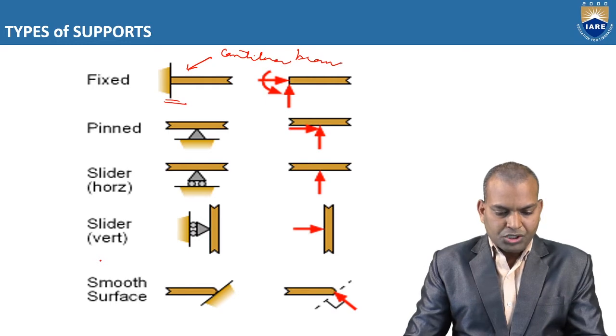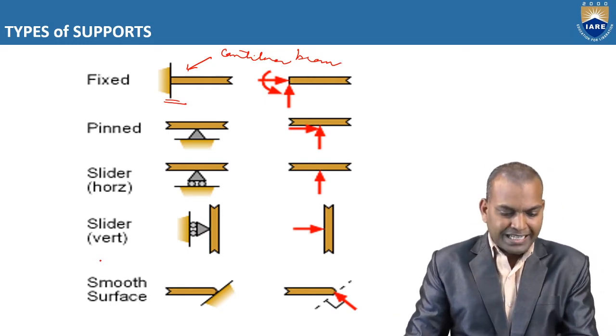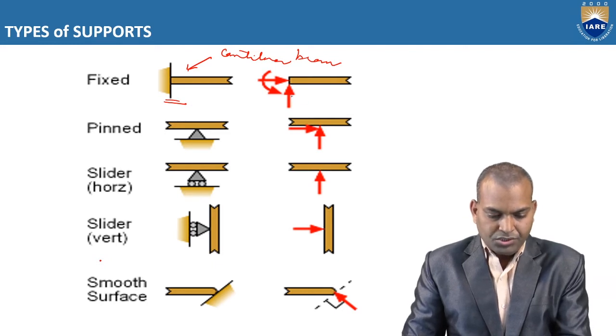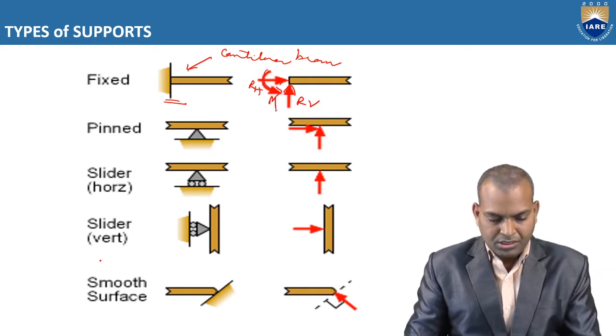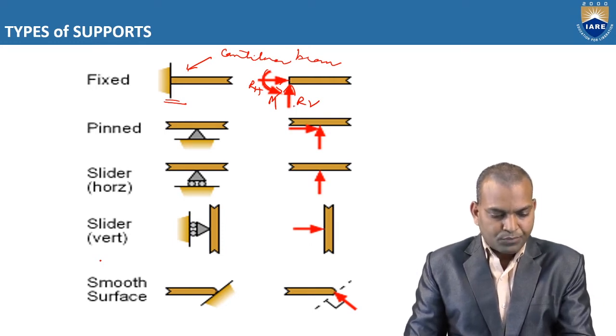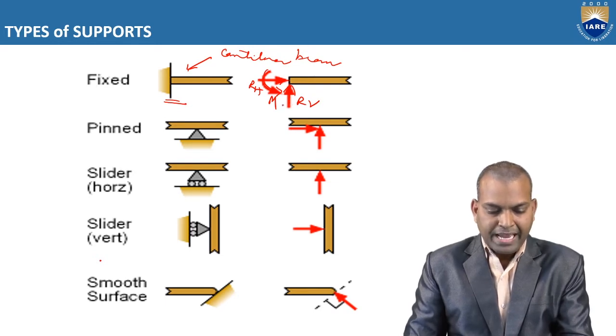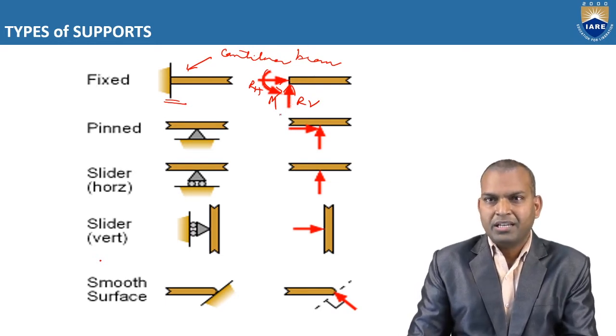When the beam consists of a fixed support, how many reactions will be obtained? This is the vertical reaction, and this is the horizontal reaction. Another one is the moment reaction. So there are 3 reactions acting for a beam which is subjected to a fixed support.